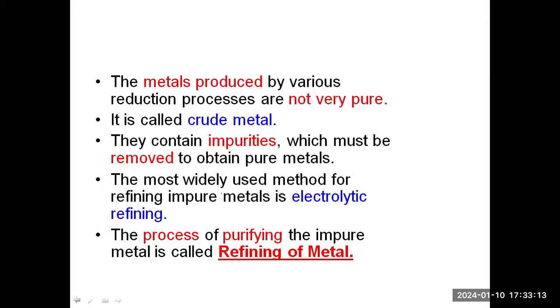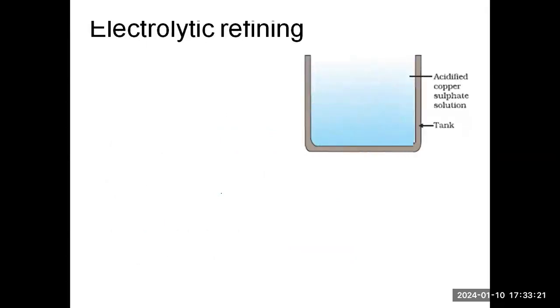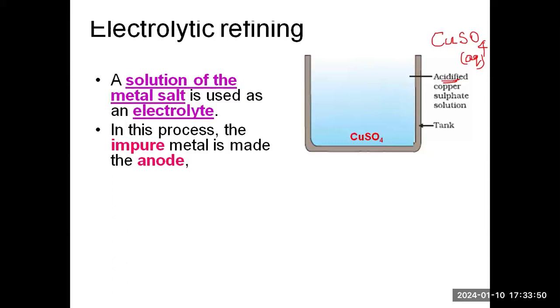So here we'll discuss the example of copper for refining of metal. You can see a beaker is shown here. This contains acidified copper sulfate solution. Copper sulfate is CuSO4 in aqueous form. It has a few drops of acid in it to make it a much better conductor of electricity. Copper sulfate is an electrolyte, but to make it a very good conductor, a few drops of acid are added to it.